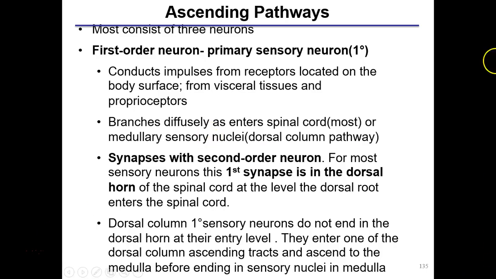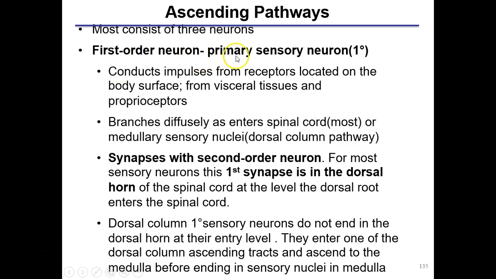Okay, we're now going to look at ascending pathways, so sensory information. Most of these ascending pathways involve at least 3 different neurons going from the primary sensory neuron, which carries the initial signal coming from the receptor, to get up to the cerebral cortex. And there may well be more than that, but there's a minimum of 3 neurons in transmitting that signal.